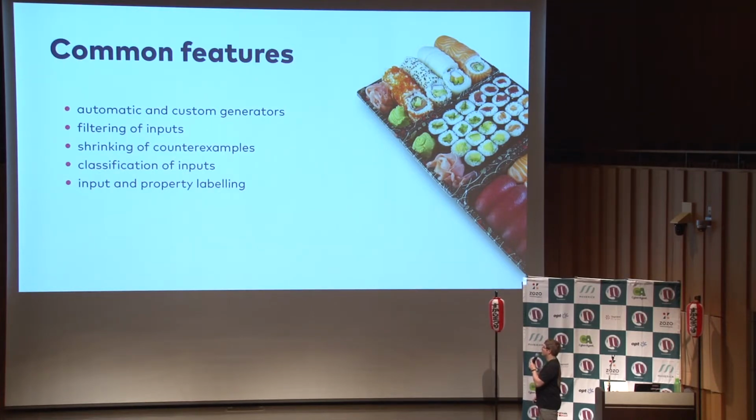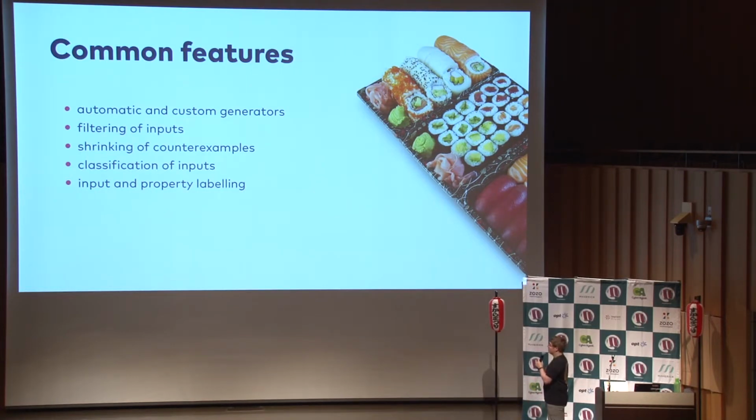First and foremost, most importantly, you have automatic and custom generators. So for example, you can tell the framework, please give me integers, right? And it will just give you whatever integers it could come up with. But it also allows you to say, well, maybe I have a function that only works on positive integers. Or maybe I have a function that only works on prime numbers. In that case, you can always specify a custom generator.